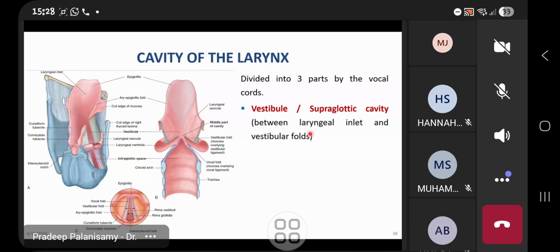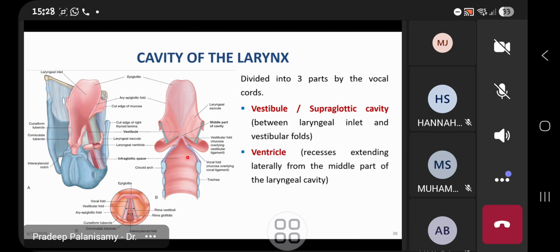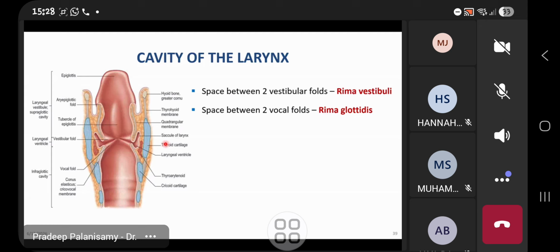You read about the cavity of the larynx. You have the supraglottic cavity, you get the ventricle, and below the vocal folds you get the infraglottic cavity. So the cavity of the larynx can be divided into three parts. Above this is all supraglottic cavity. Here you get the ventricle, and below the vocal cords is the infraglottic cavity. The space between the two vestibular folds. Vestibular folds are the false vocal cords. The upper fold is the vestibular fold.